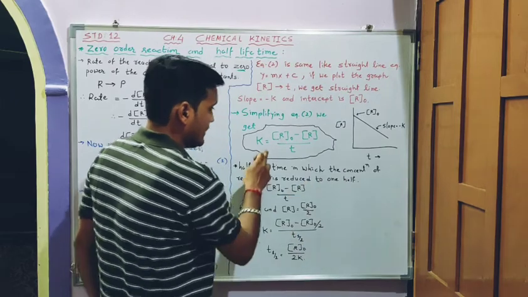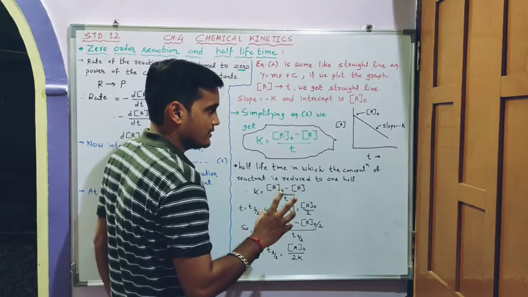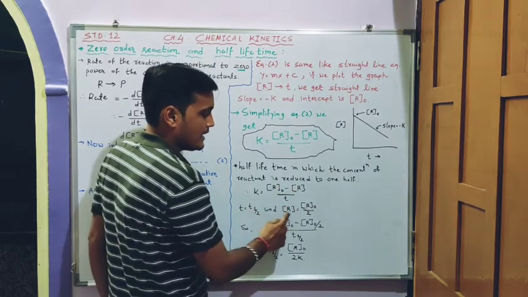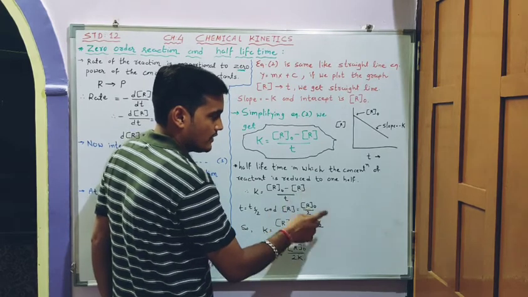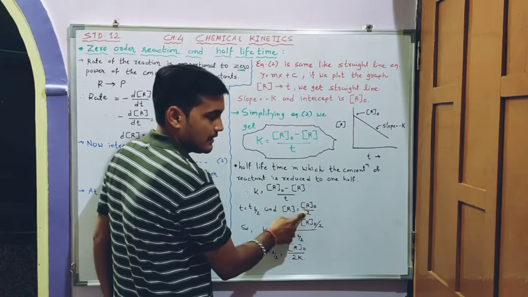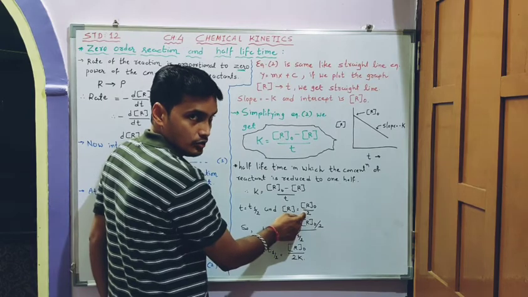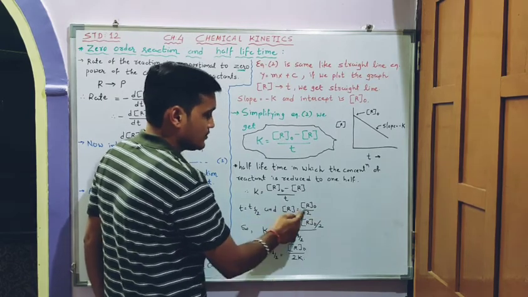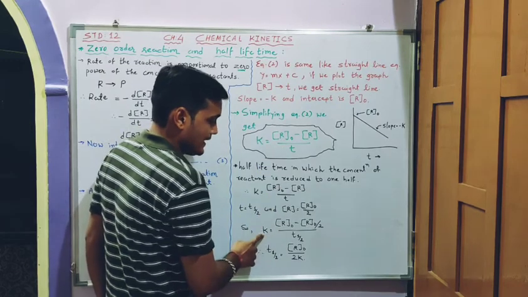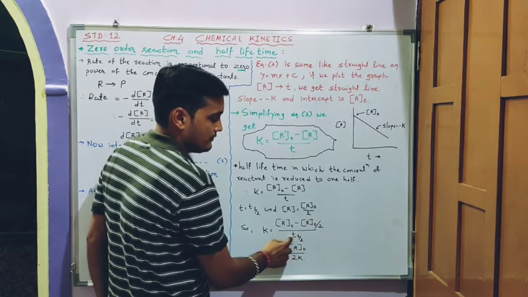So our equation is k is equal to (r0 minus r) by t. Now in this equation we have to change one thing. t is replaced by t1/2 and r, according to this definition, initial concentration becomes half. So r is equal to r0 by 2. So when we put these values in equation number 3, this final equation, we will get k is equal to (r0 minus r0 by 2) upon t1/2.